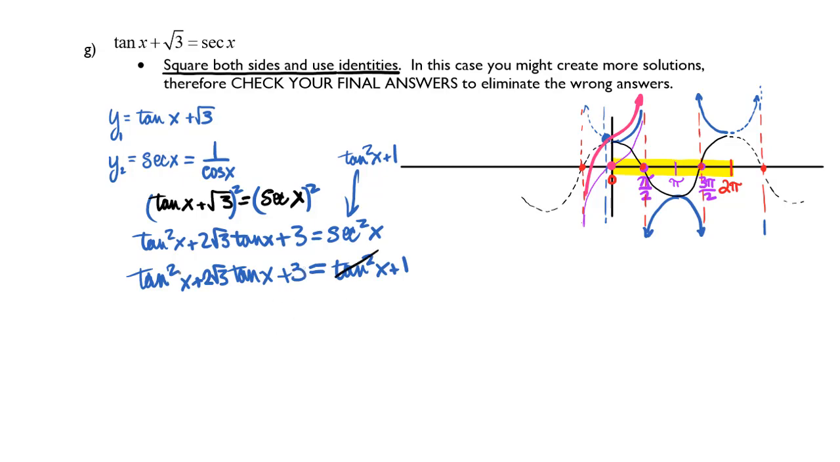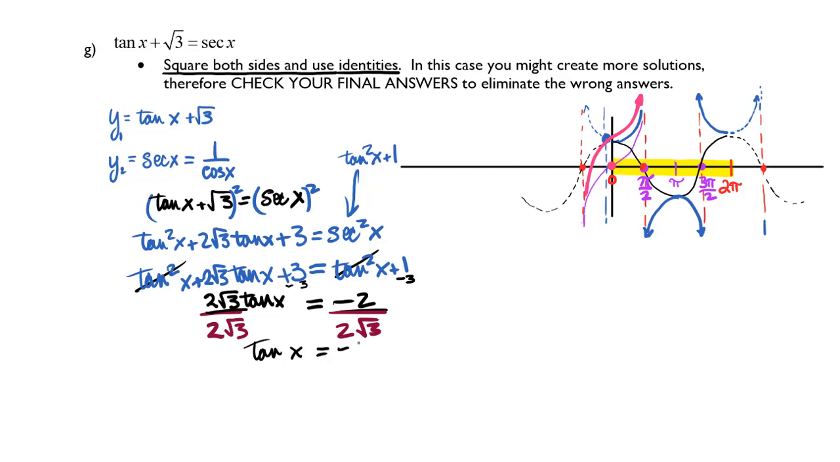Now I'm going to cross out the tangent squared x's because there's one on each side, so I'm subtracting them out. And then I have 2 root 3 tangent of x. I'm going to go ahead and subtract the 3's on both sides, so I'll get negative 2 on the right. Then I'm going to divide both sides by the 2 root 3, and my tangent of x has now been isolated, and it's equal to negative 1 over root 3, which is equal to negative root 3 over 3.